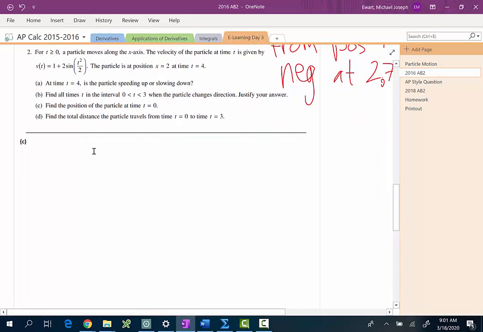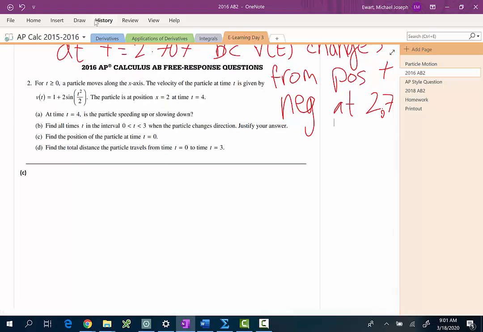Alright, part C, find the position of the particle at time 0. So this is very, very similar to everything we did yesterday with the fundamental theorem of calculus. That's that the position at any time, now they're asking for 0, is equal to the starting position plus the integral of v of t.